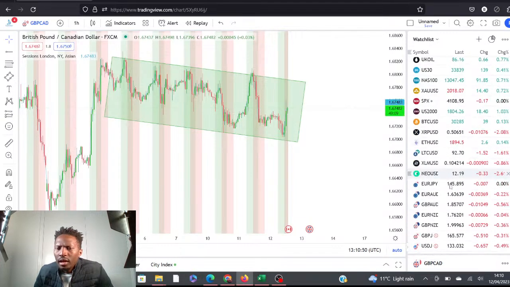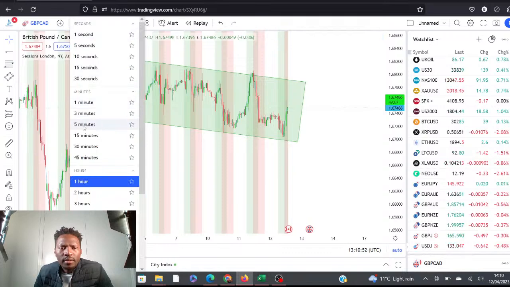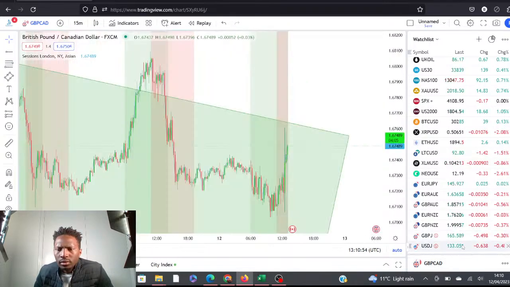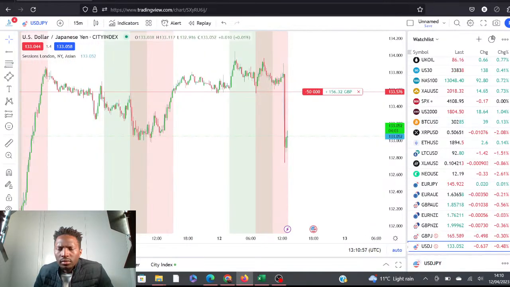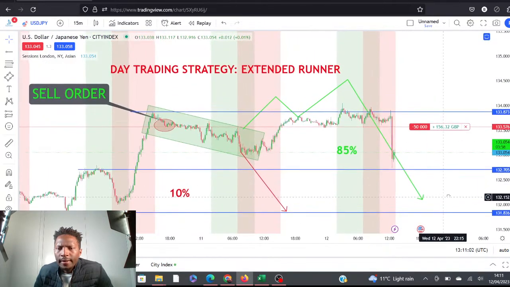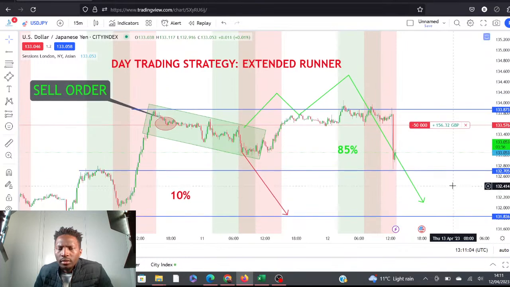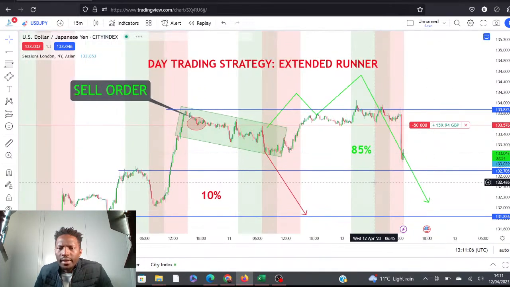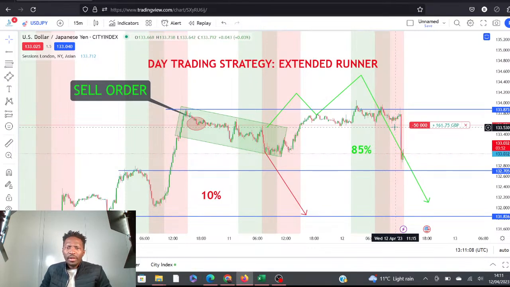So how are we doing on our trade? Let's go back to the 15-minute chart. No change really. Okay, still expecting this market to trend down.